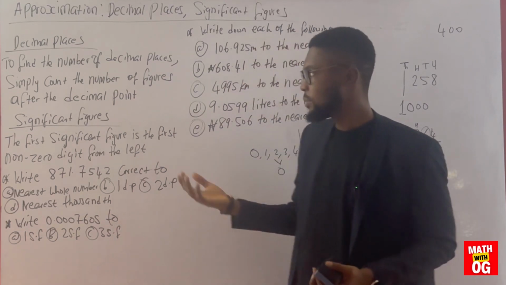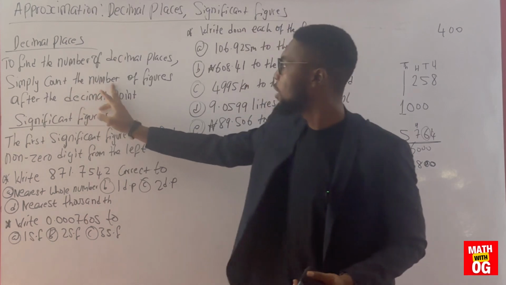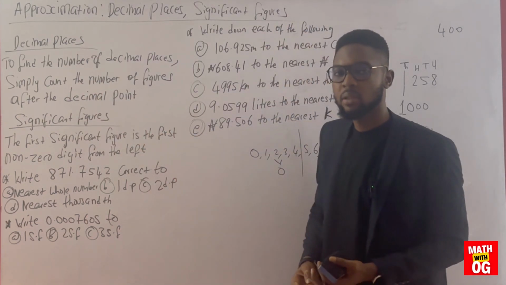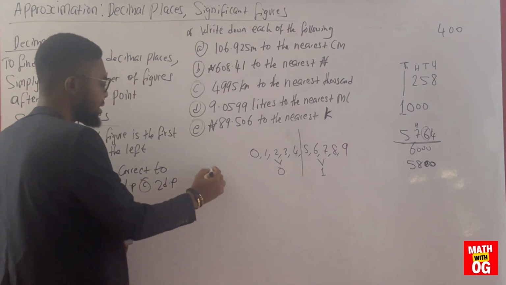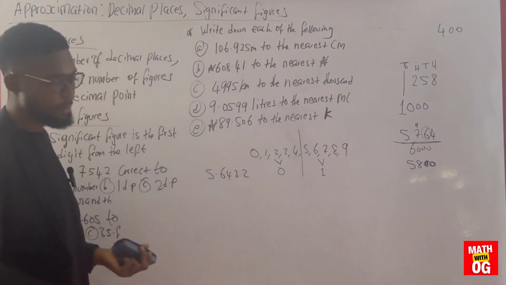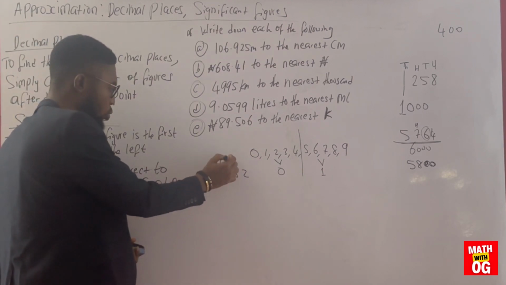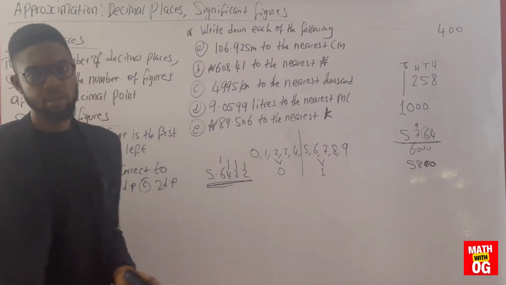Decimal places. What are decimal places? To find the number of decimal places, simply count the number of figures after the decimal point. So I have a number like this, 5.6432. How many decimal places is this? 1, 2, 3, 4. So this is obviously 4 decimal places.